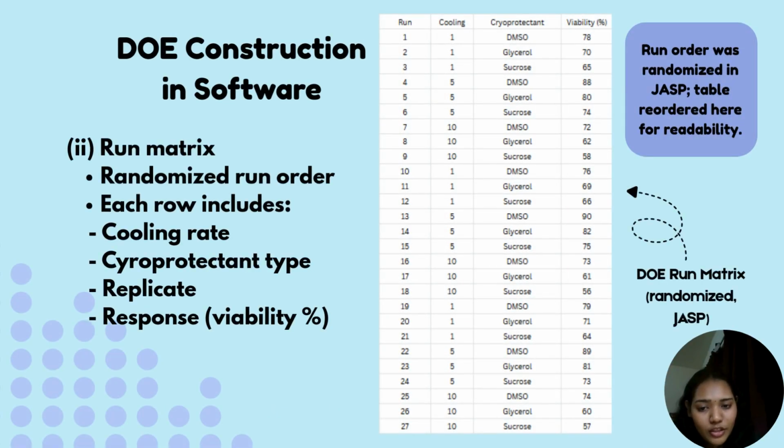Lastly, we have the run matrix. The run matrix is the practical execution plan of the DOE. First, we have the randomized run order. The run order was randomized in JASP to prevent systematic bias. Each row includes the cooling rate, which is one of the two experimental factors, cryoprotectant, which is the second experimental factor, replicates, which allow the estimation of the experimental error, and lastly, the viability, which is the response variable that represents the post-thaw cell survival.